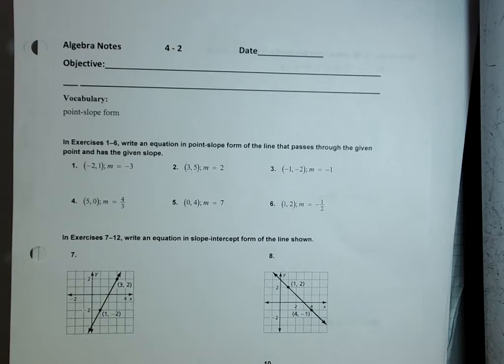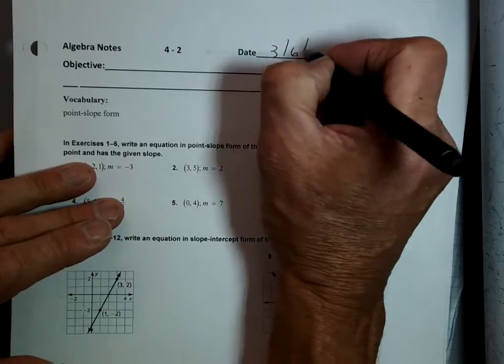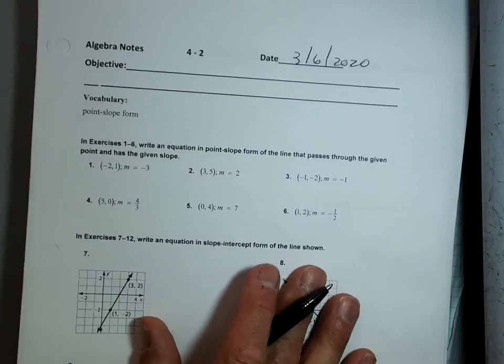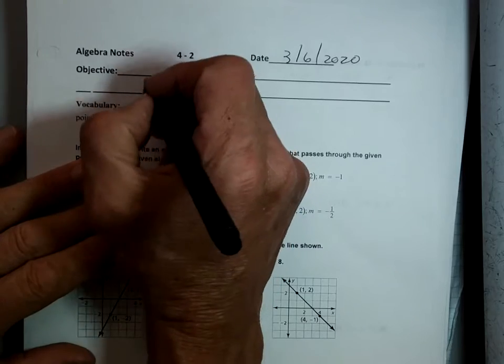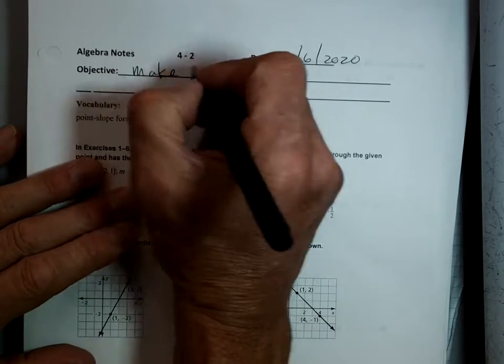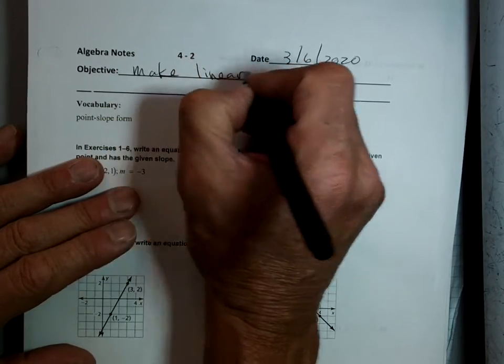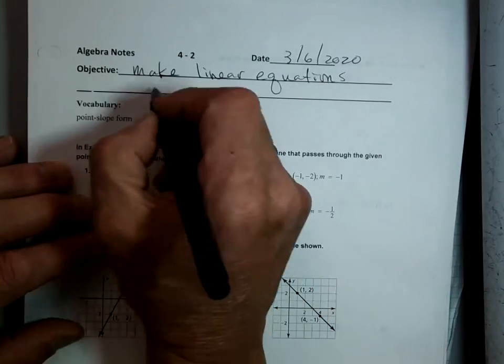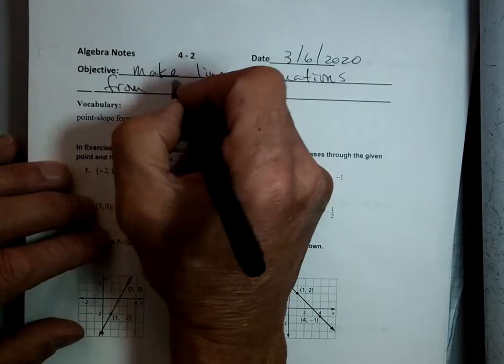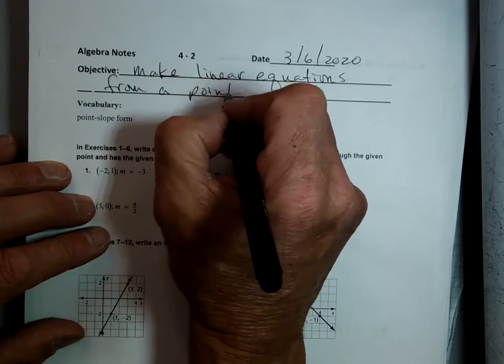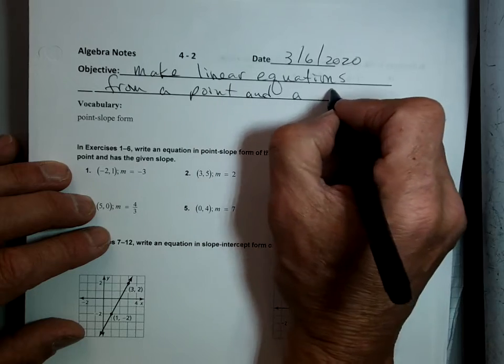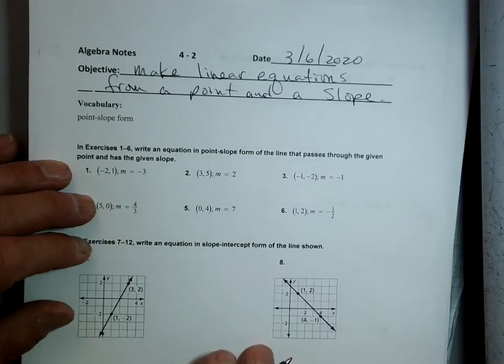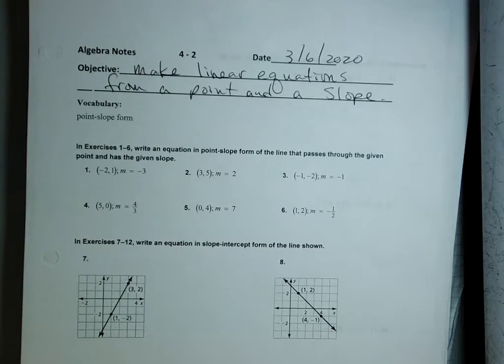We are live. Okay, today's date, 3/6/2020. The objective is to make linear equations from a point and a slope. That's all you need.